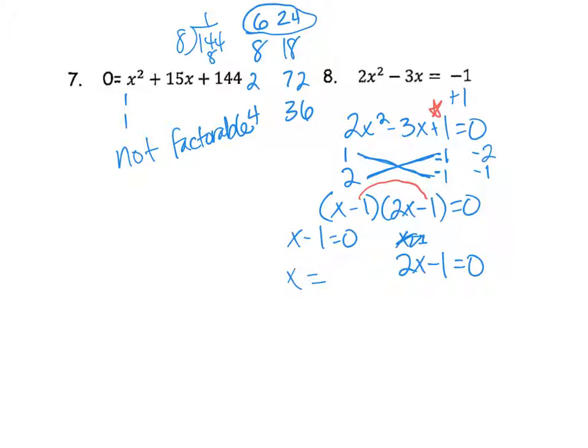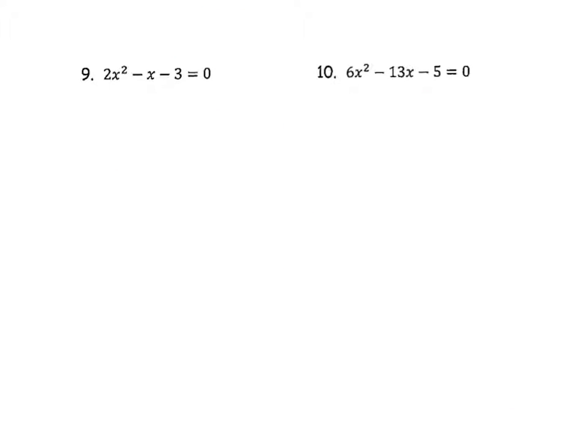x equals what? 1, and then x equals what? This means that if you plug in 1 into your trinomial, it will equal 0. If you plug in 1/2, it will also equal 0. Those are the two solutions. But that one was just a little bit trickier, because my answer was 1/2.